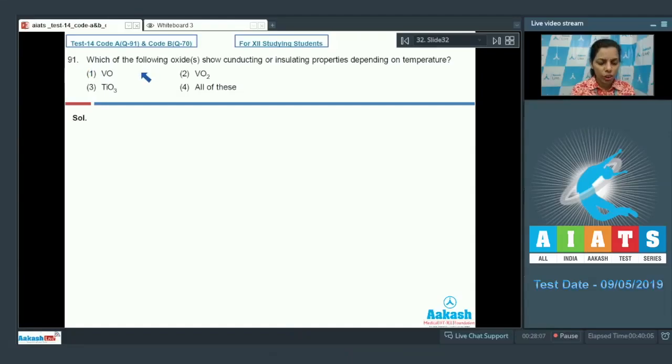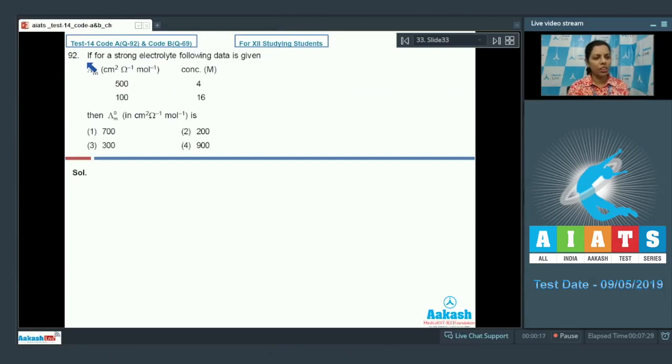Question number 91. Which of the following oxides show conducting or insulating properties depending on the temperature? So if I talk about these oxides, these are VO, VO2, TiO3. All of these are showing the conducting or insulating properties that depend on temperature. That's why option 4 becomes my correct answer for this question. After that, now here's question number 92.